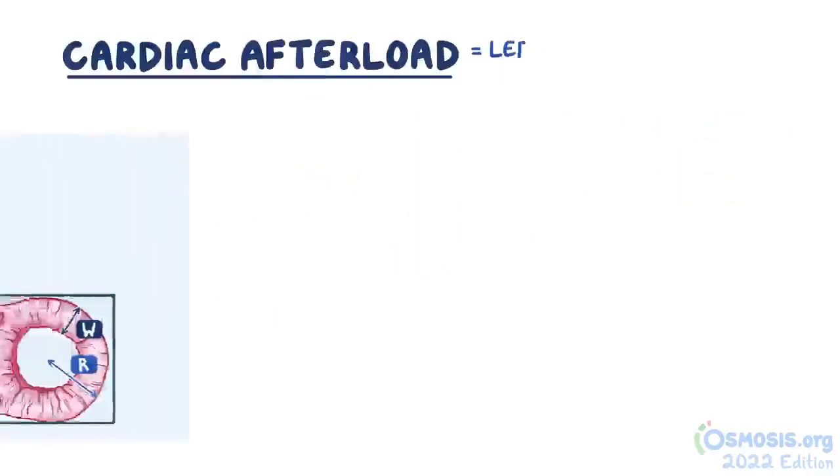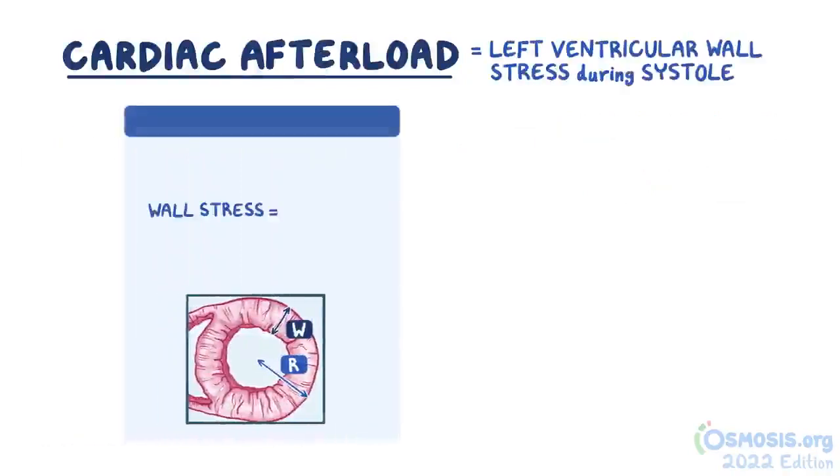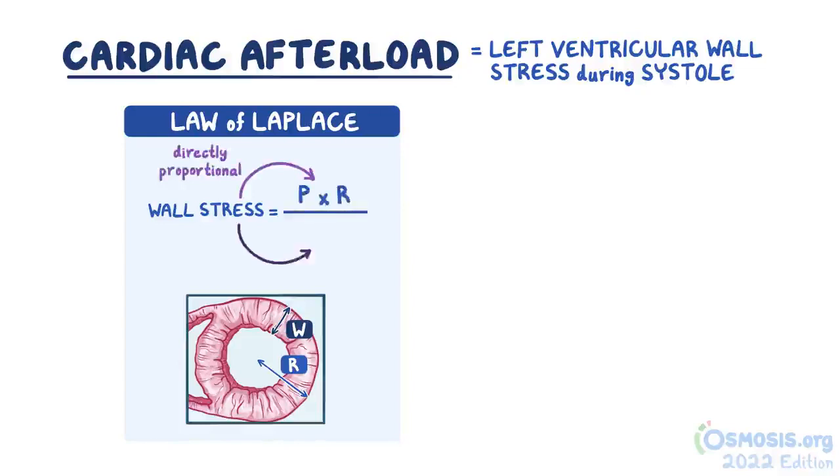Alright, as a quick recap, afterload is defined as the left ventricular wall stress during systole or ejection. Through the law of Laplace, we can say that afterload is directly proportional to the left ventricular pressure during ejection and radius during ejection, and inversely proportional to 2 times the left ventricular wall thickness.